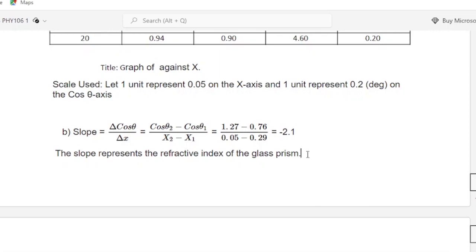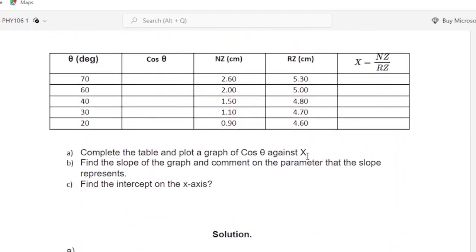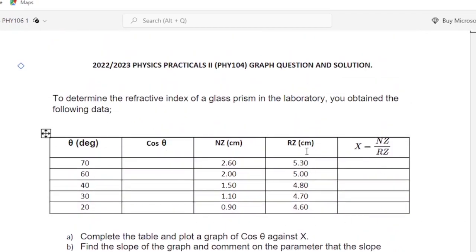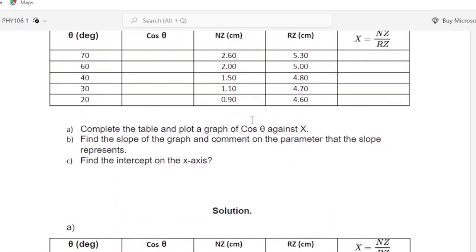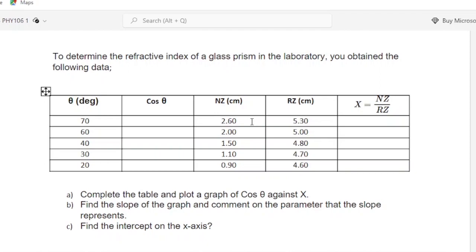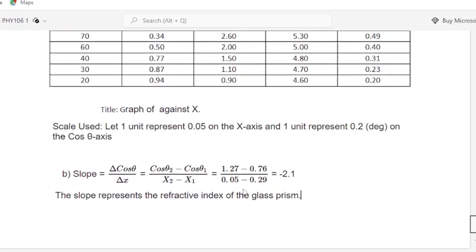So that means there's an experimental error in this, all right? That means they purposely give you wrong values, assuming that you made a mistake. So you have to figure out that from this data, there's a mistake somewhere. If everything was correct, what you should be having is about 1.5 or something close to 1.5. So yes, it represents the refractive index of the glass prism, but it's wrong because there's an error in this experiment. So that's what you should note.